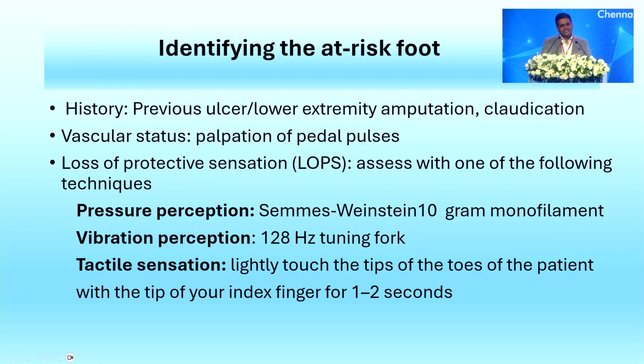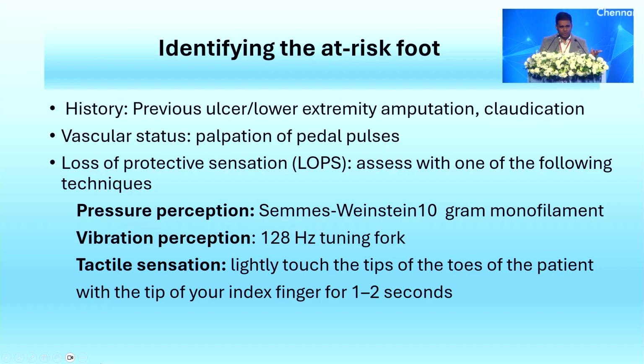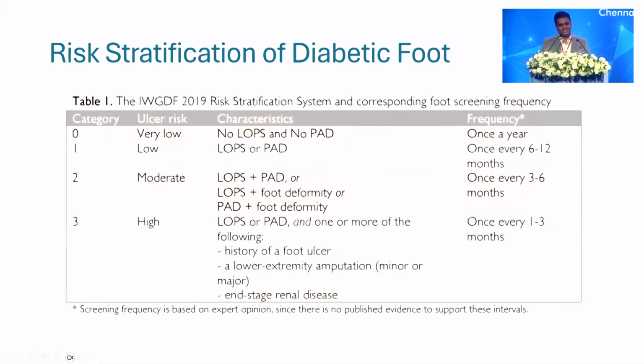Look for loss of protective sensations like pressure perception, vibration and tactile sensation. Pressure perception we can check with just a 10 gram monofilament, and vibration perception with a 128 Hz tuning fork. If nothing is available in your clinic, just touch the tip of your fingers to the toes of the patient and ask whether they can appreciate the tactile sensation.